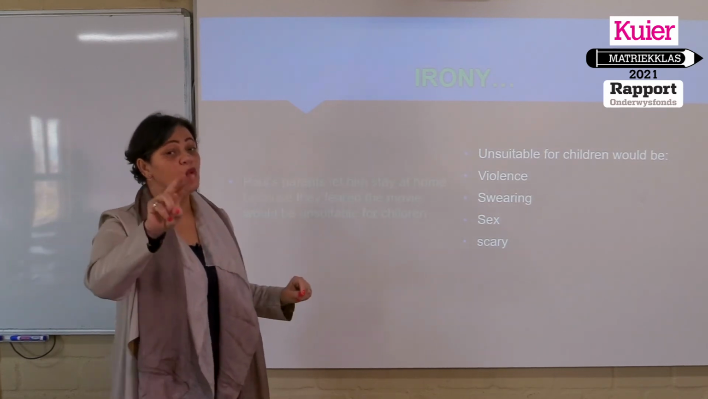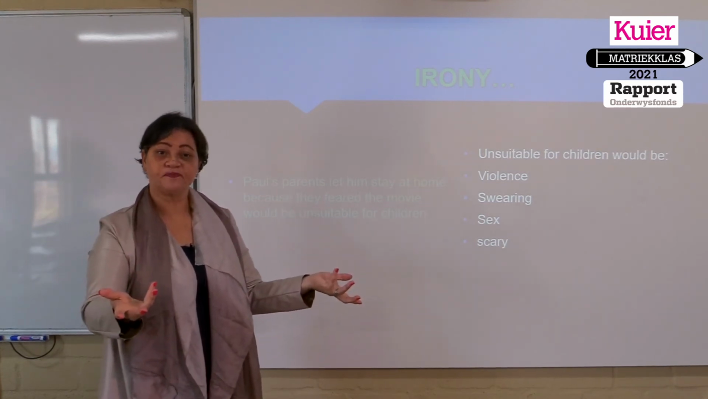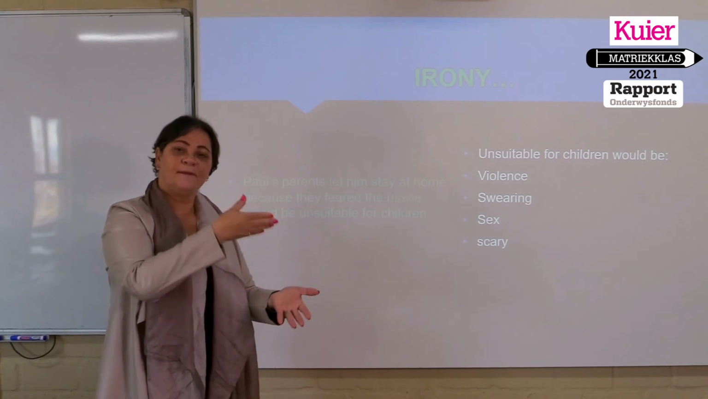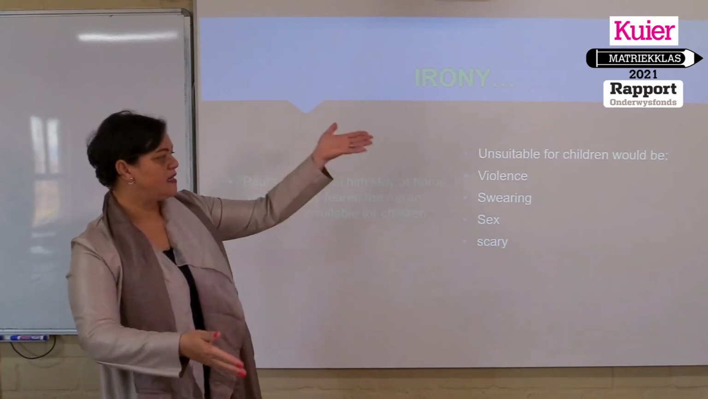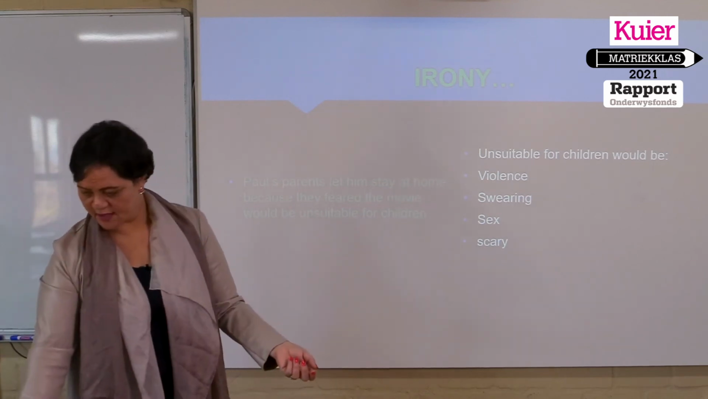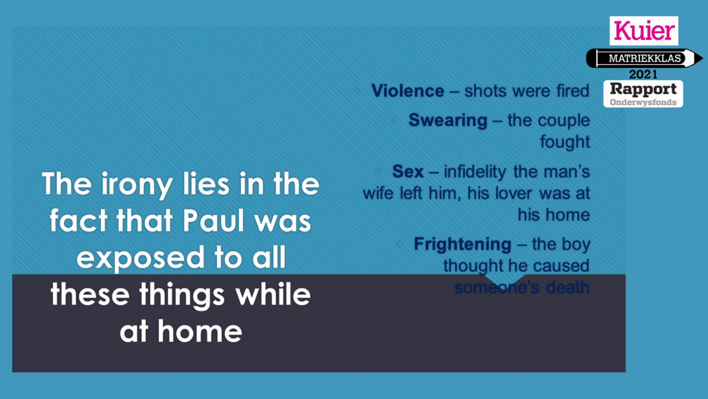Guys, irony is always 2 or 0. Why is it ironic that Paul's parents left him home? They tried to keep him safe, but he was unsafe because of what happened at the neighbors. Irony, 2 or 0. I love this irony thing because I want you to get the 2 marks. Paul was exposed to the things that his parents were trying to hide him from, okay? Violence: shots were fired. Swearing: the couple fought. Sex: the infidelity, the man's wife has left him, his lover was at his home. And then frightening: the boy thought that Hina caused the death or the murder of Mr. Hager. So all the stuff that they thought to keep him safe from. Not at all. Okay. Right.